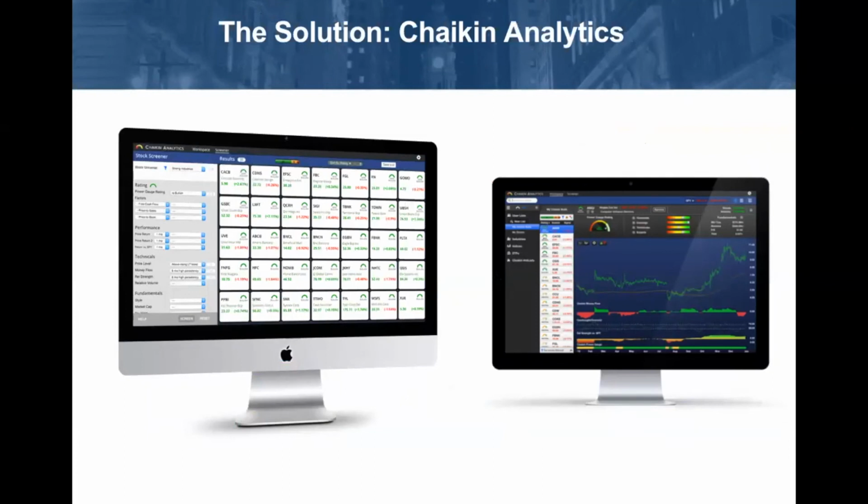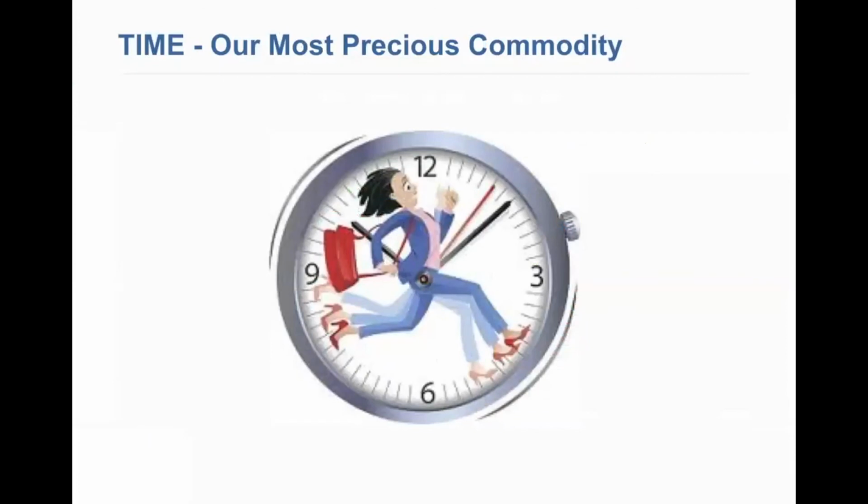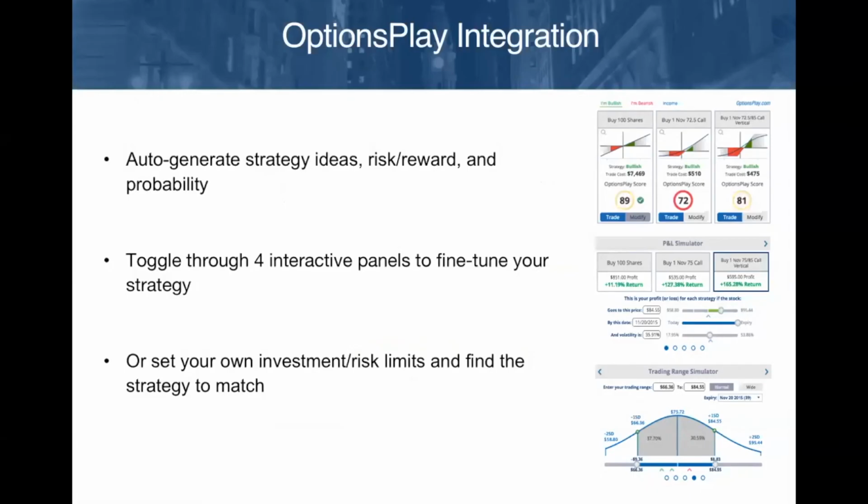So our solution to information overload is called Chaikin Analytics, and the charts, the examples we're going to show you today are taken from that platform. Now, time is our most precious commodity. There's just not enough of it because of the information overload problem. Because of that, we integrated this options play ideas module into Chaikin Analytics.